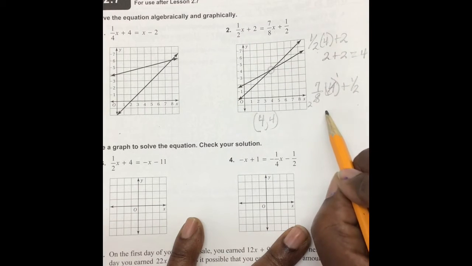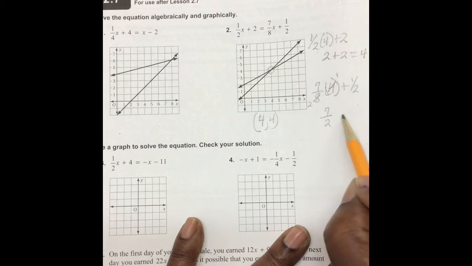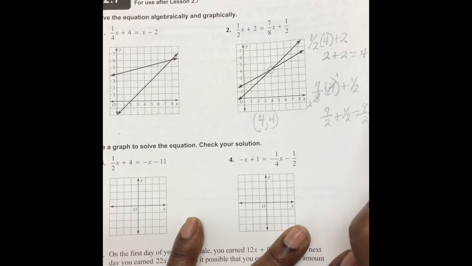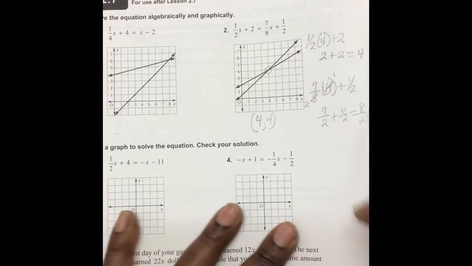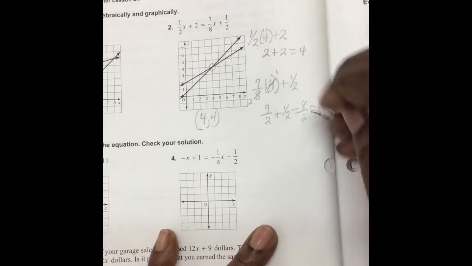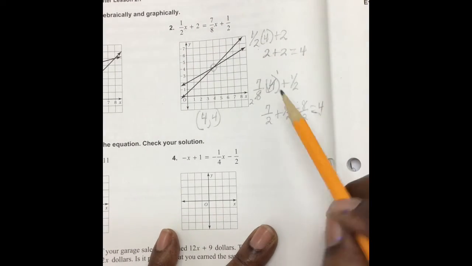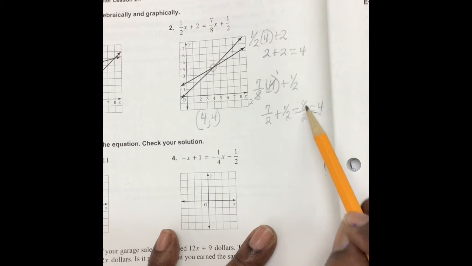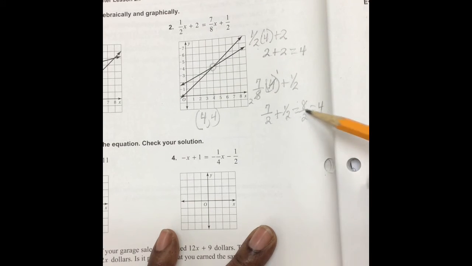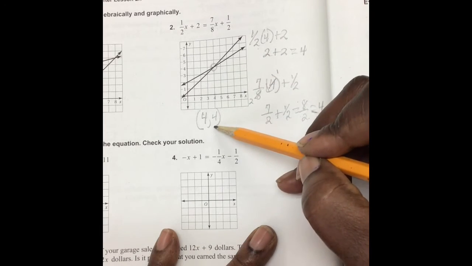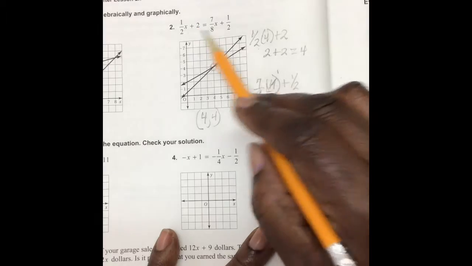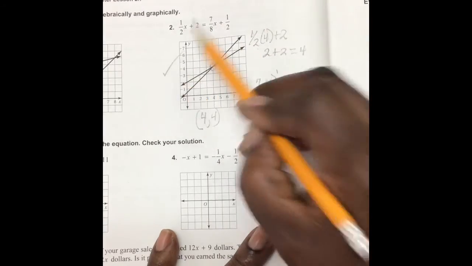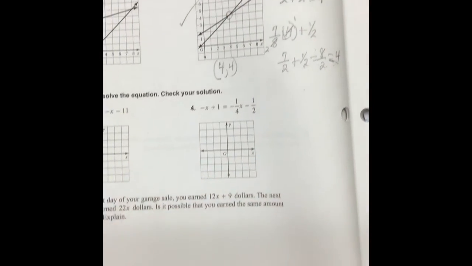So now we have 7 halves plus 1/2 equals 8 halves, which is 4, because 8 divided by 2 is 4. So our equation is correct. (4, 4) is the solution for these two equations. Okay? Let's look at number 4.